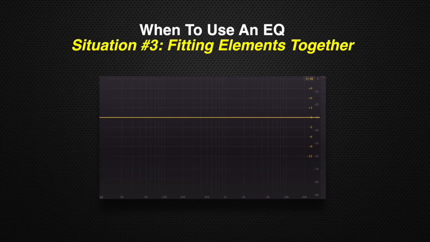Now, the third situation in which we'll use EQing is to fit our elements together. Oftentimes in your tracks, you're going to be having multiple elements playing in the same frequency range. When these 2 elements have their power and weight in the same frequency range, you run the risk of having clashing frequencies in your mix.